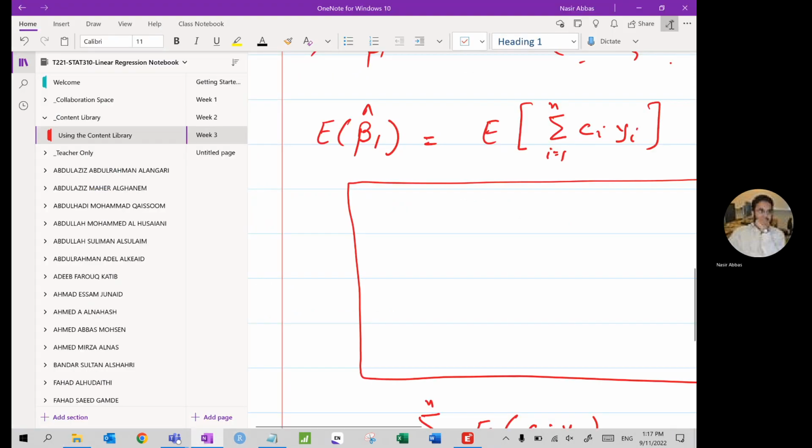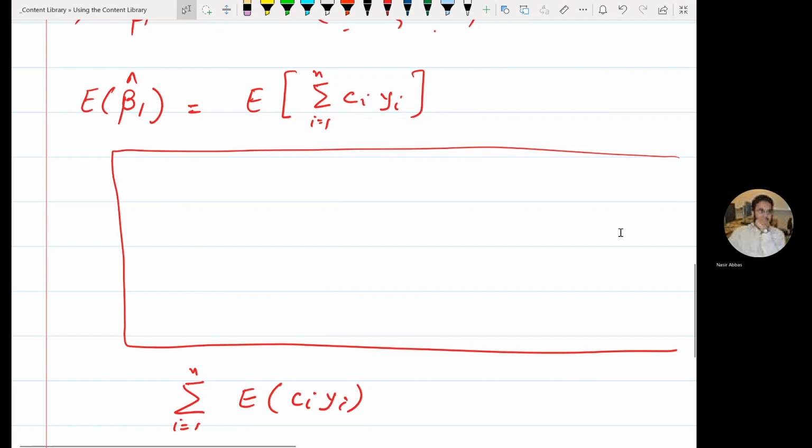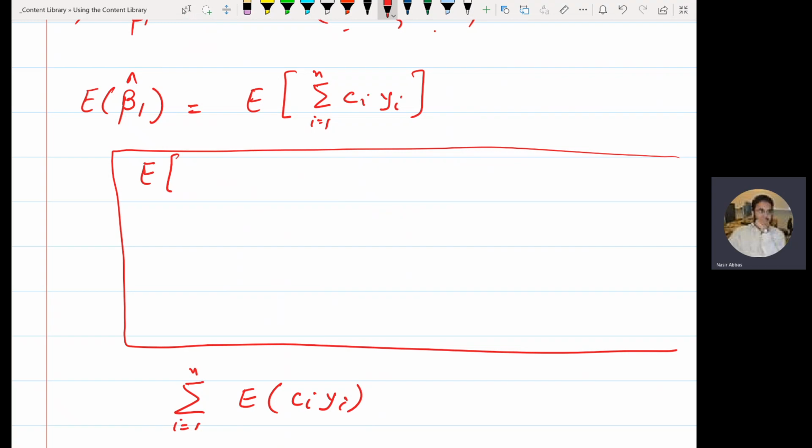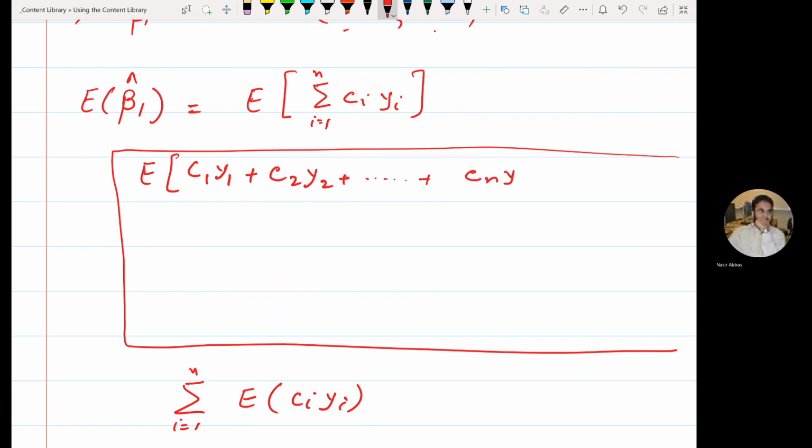Okay, now what I'm going to do is, don't look at the last step. Look at the first step. I will open the summation. And this will be the expected value of C1y1 plus C2y2 plus all the way up to Cnyn.